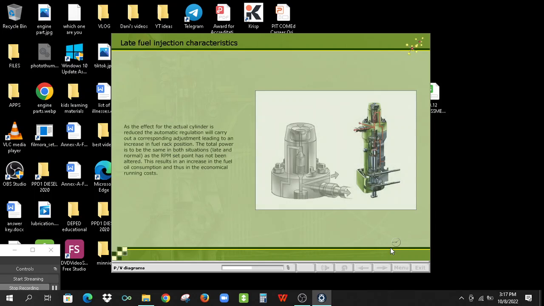As the effect for the actual cylinder is reduced, the automatic regulation will carry out a corresponding adjustment leading to an increase in fuel rack position. The total power is to be the same in both situations, late and normal, as the RPM set point has not been altered. This results in an increase in the fuel oil consumption and thus in the economical running costs.